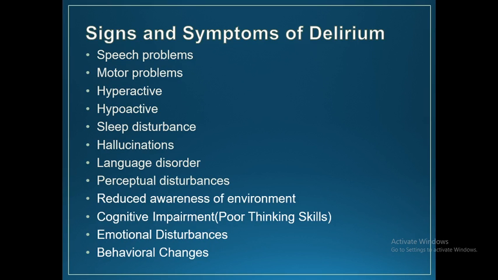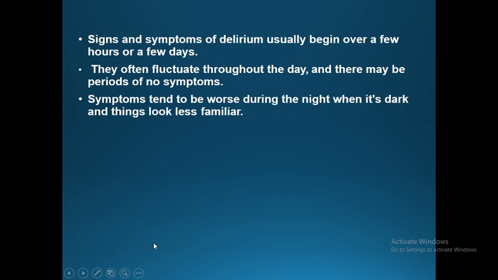So, signs and symptoms of delirium: speech problems, motor problems. The patient might be either hyperactive or hypoactive. Then sleep disturbances, hallucinations, language disorder, perceptual disturbance, and reduced awareness of the environment; we say a confused state. Then cognitive impairment, like poor thinking skills, emotional disturbances, and behavioral changes. After all these symptoms, of course, the patient will have behavioral changes.